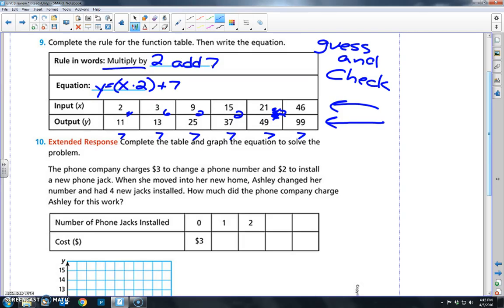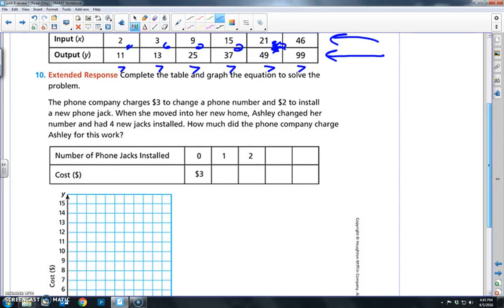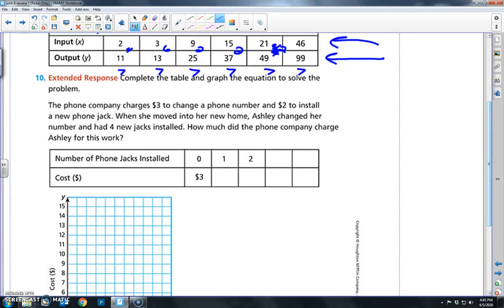Okay, number 10. Let's try number 10. The phone company charges $3 to change a phone number. Okay, that's right there. $2 to install a new phone jack. When she moved into her new home, Ashley changed her number, which is right here, and had 4 new jacks. 1, 2, 3, 4. How much did the phone company charge Ashley for this work?